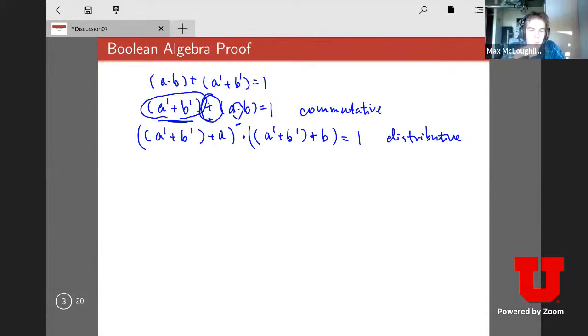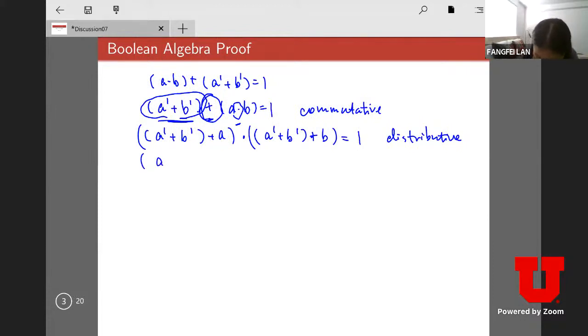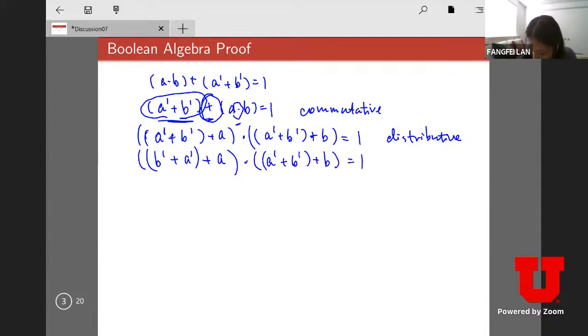If you have A complement plus B complement plus A, couldn't you just do A complement plus A plus B complement? Yes, exactly. It's commutative, and then we're going to use associative. So we switch them around: B complement plus A complement plus A. We just did commutative. This one doesn't change. This is 1. So this is exactly what you just said. And then we're going to use the associative law.